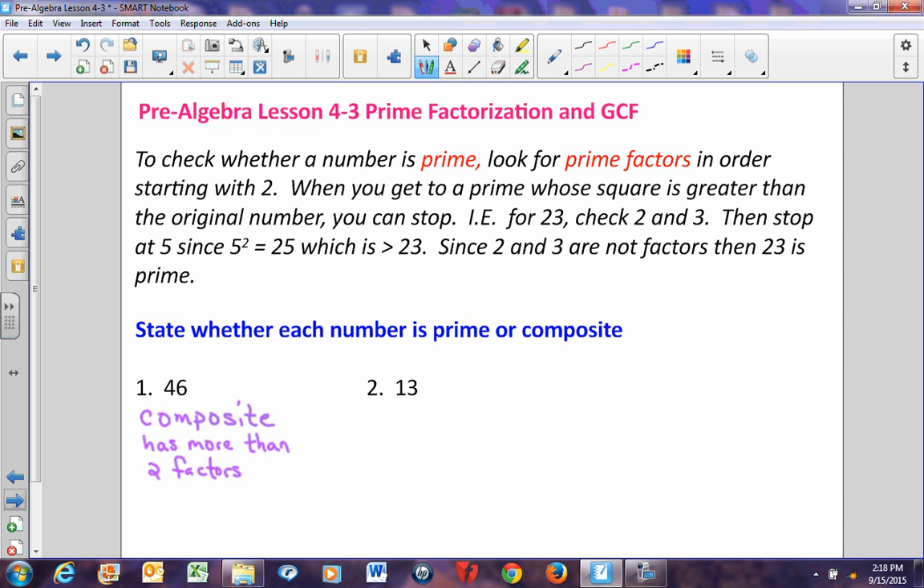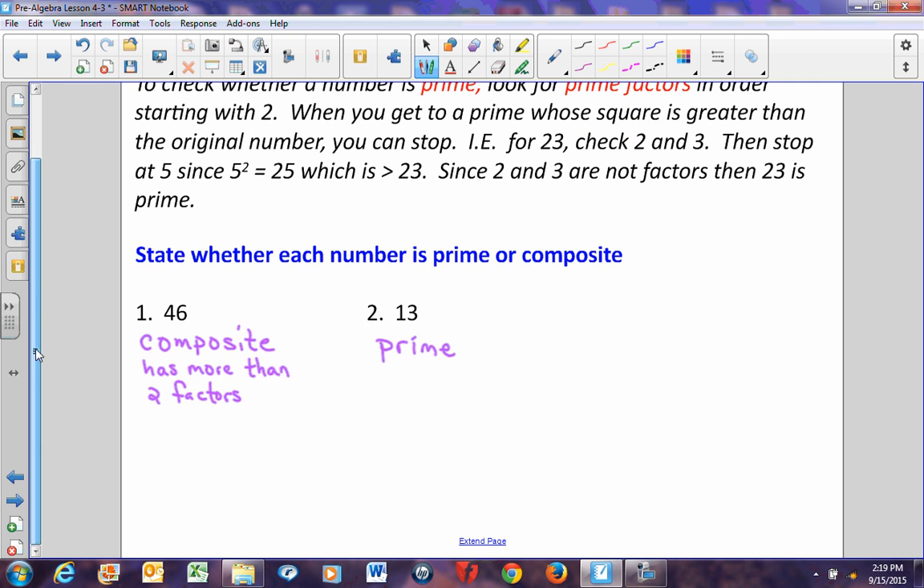Now number 13. Let's see. I'm thinking of numbers that are prime factors. 2 is prime, 2 squared is 4. 3 is prime, 3 squared is 9. 5 is prime, 5 squared is 25. So we know it has to be less than 5. It's not divisible by 2 and 3, therefore it's got to be prime, because it's not divisible by any of those. So 13 is definitely prime. I knew that because I knew 13 was one of the prime numbers. Eventually, you will understand that it's also prime.